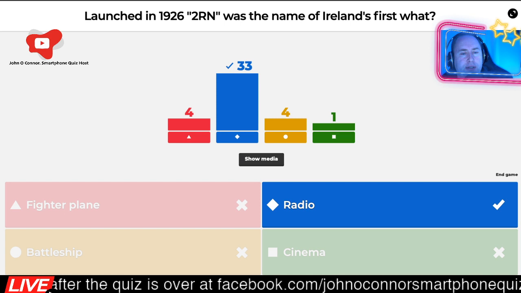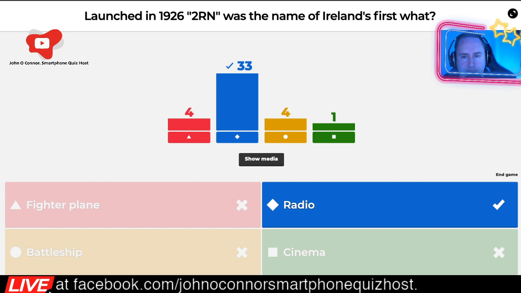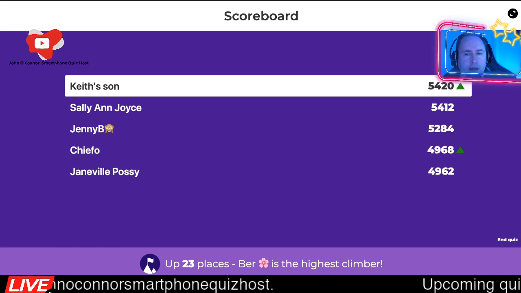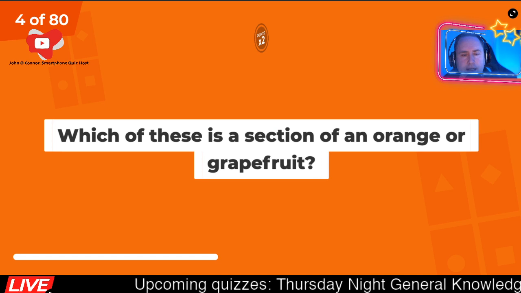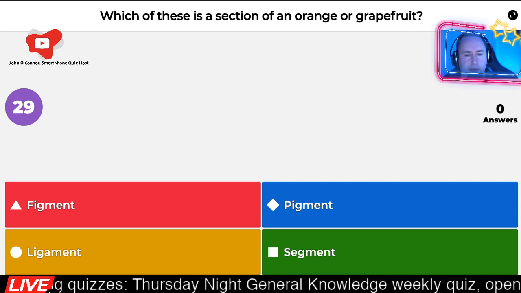It was radio, in fact, and 33 teams answered this correctly. Okay, so new leaders. Keith's son is in the lead. Chiefo's in fourth. Here is the next question. Which of these is a section of an orange or grapefruit? Is it a figment, pigment, ligament, segment?